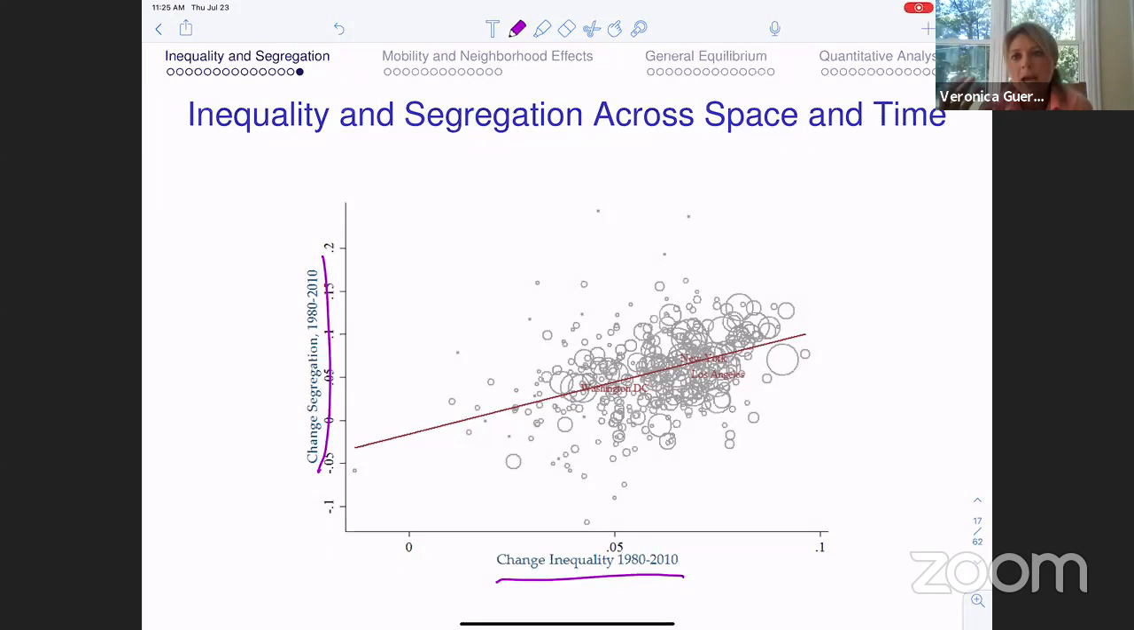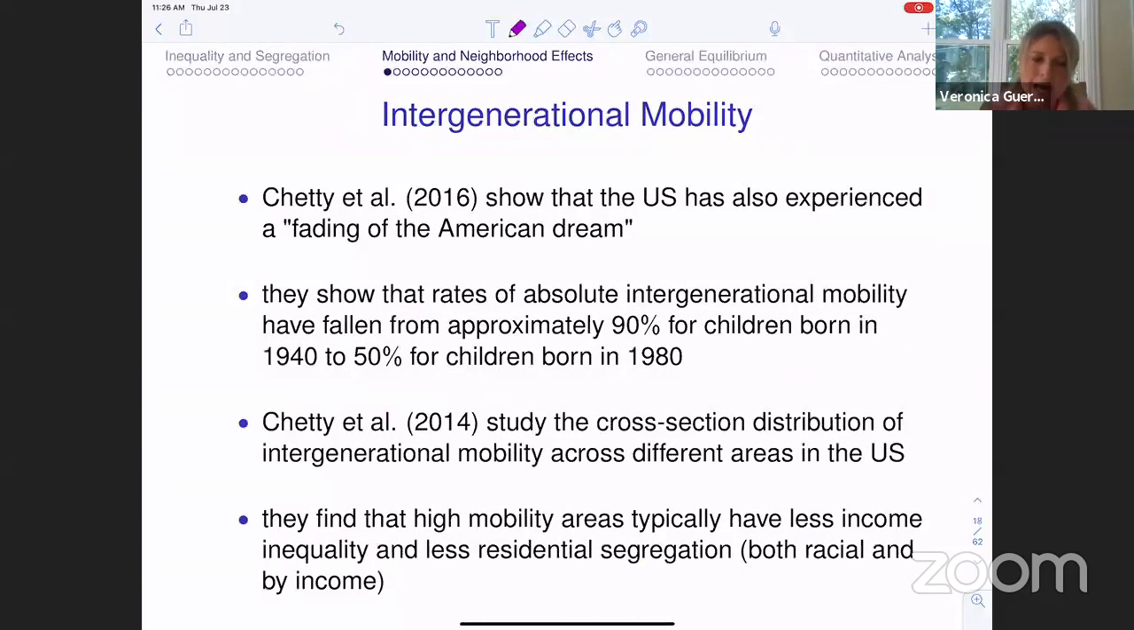And so that's why I want to move to another dimension that may link the two, segregation and inequality, which is intergenerational mobility. I want to look at the change in intergenerational mobility, and how it correlates with inequality and segregation, to see if there is something interesting in here as well. In order to do that, I'm going to show you some evidence from papers by Chetty. First, there is a paper in 2016 that tried to look at the evolution of intergenerational mobility over time.